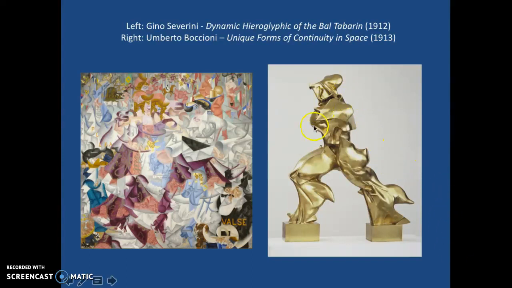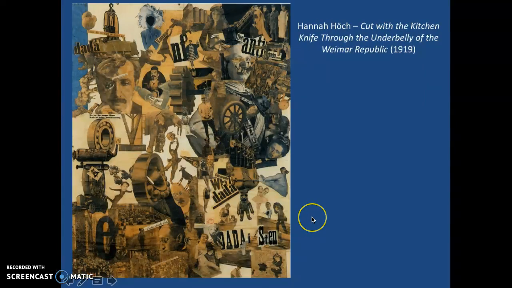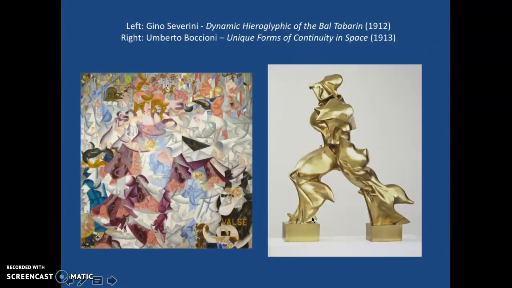So there are images like this one on the right by Umberto Boccioni, unique forms of continuity in space that are hard lined, geometric, abstracted, and not necessarily indicative of things that we typically associate with Italy.